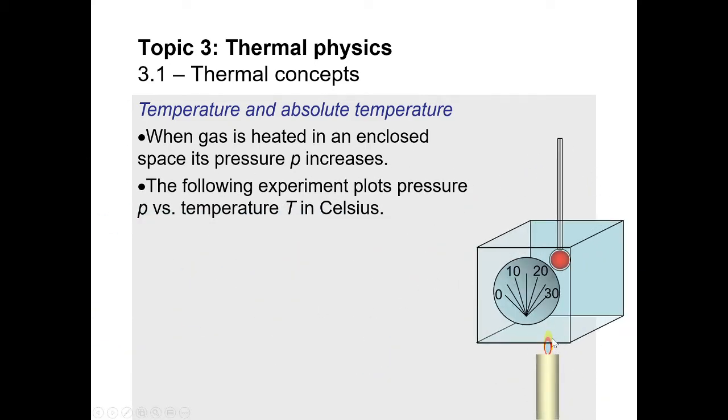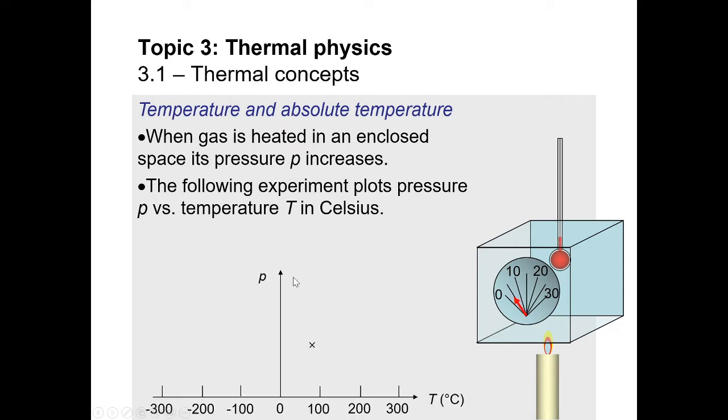We've got a heat source on the bottom of this box. Inside of this box, we've got a thermometer and we have a pressure measuring device. So we're going to be plotting the pressure versus the temperature in degrees Celsius on this axis. Now notice the temperature went up and the pressure went up on this gauge. So we plot our first point right here. Don't worry about the scale here. We're just doing this relatively speaking.